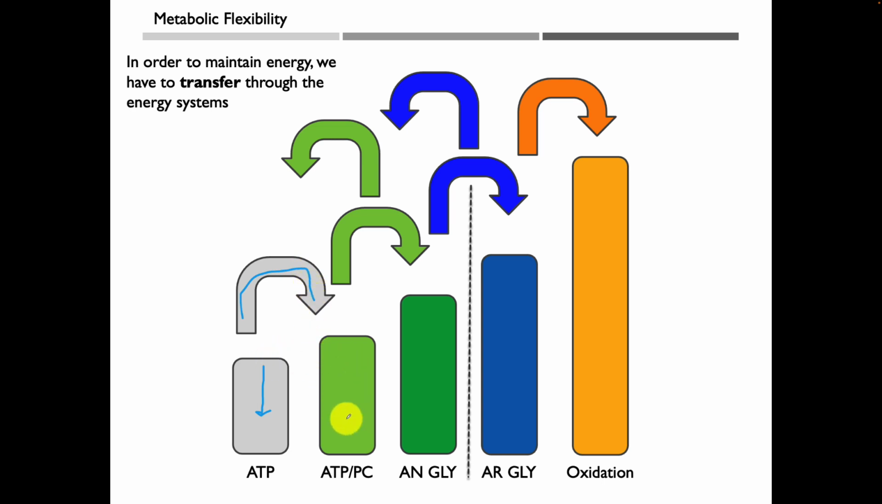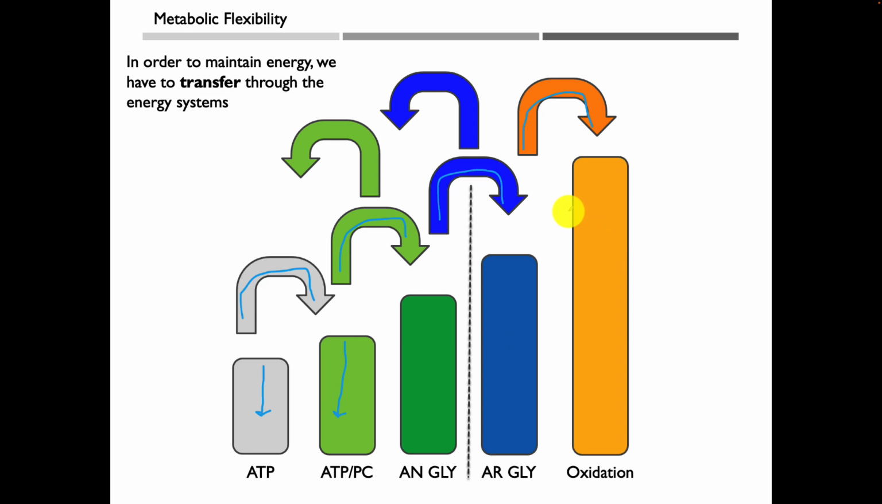And if you look at the size again, we produce a little more energy. Once that energy depletes in the ATP-PC system, we have to transfer over to anaerobic glycolysis. Once we deplete that pathway, we have to transfer over to aerobic glycolysis. And if we deplete that pathway or continue to exercise for a longer duration, we have to transfer over to fatty acids. So we have phosphocreatine, we have glucose, and we have fatty acids.